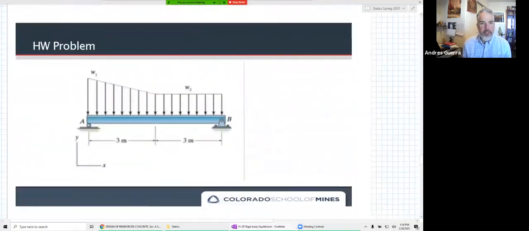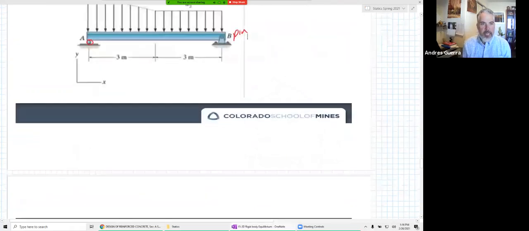Okay, here's the second homework problem here. We see a distributed load. We're asked to find the support reactions at the roller at A and the pin over here at B.